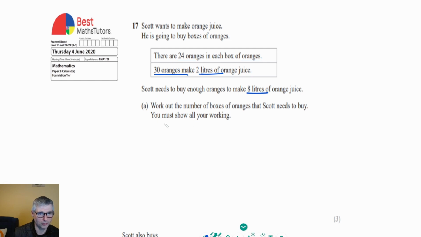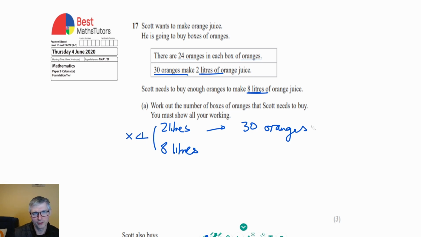And we can use this second piece of information that 30 oranges will make 2 litres. So what we can say is, well, 2 litres need 30 oranges. And if we scale that up, so this is basically proportion, we want 8 litres. So to get 8 litres, what we would have done is times that by 4. So we can do that with the amount of oranges as well. So 4 times 30, if we do 4 times 3, that would be 12, and then add the 0 on to make it times by 30 rather than 3. So for 8 litres, we need 120 oranges.